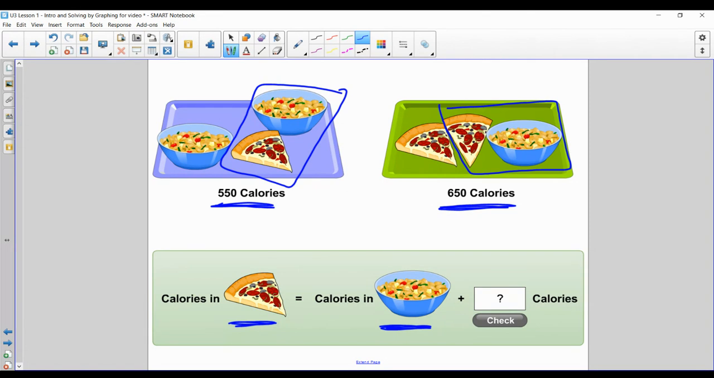So if those two things are equal, and I take that out of here, the pizza by itself and the snacks by itself have to balance out the rest of it. So isn't the pizza have to be whatever the bowl of snacks is plus 100? Okay. So that's what I'm looking for there.